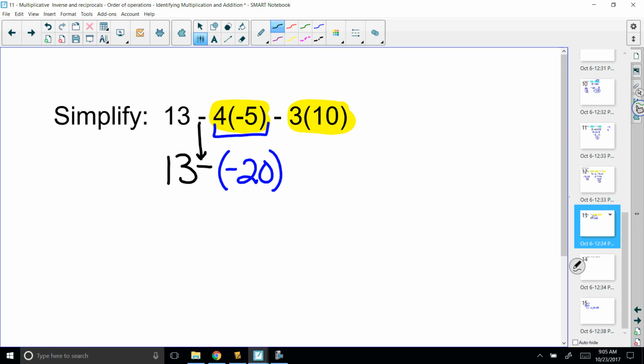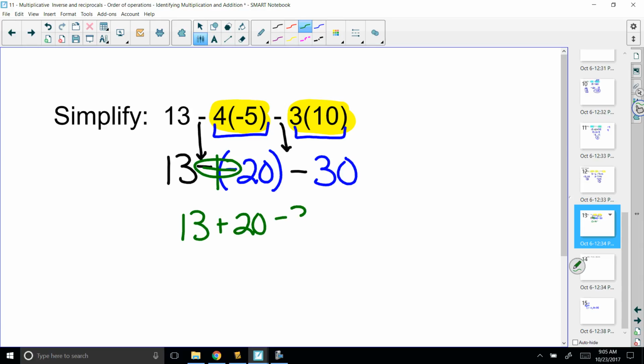Some of you are at the point you look at that as 13, and then you say negative 4 times negative 5, and you say that's a positive 20. You would have to put plus 20. So we're going to bring down this minus sign, and then I have 3 times 10, which is 30. Now what happens when you subtract the negative? Right there becomes an addition. So you're going to have 13 plus 20 minus 30. So you end up with 33 minus 30, and your answer is 3.